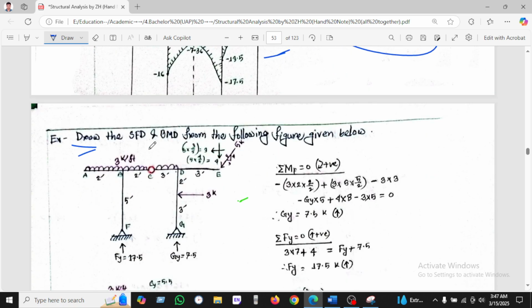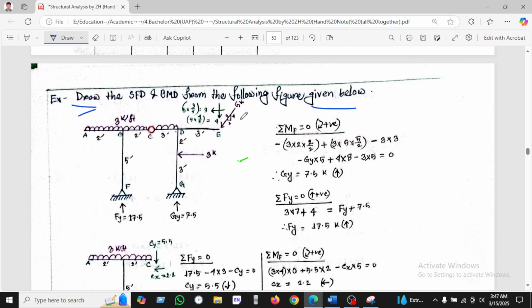So let's see the last diagram. We can see here the shear force and bending moment diagram of the following figure given below. So the diagram is given here. So we're calculating in upward 5 into 4 into 5, and found this 4 in downward, and left side 5 into 3 into 5 is 3. So there is an internal hinge given here. So the moment we have been taking is at F, and found Gy is 7.4, and summation of Fy, and found 17.5.